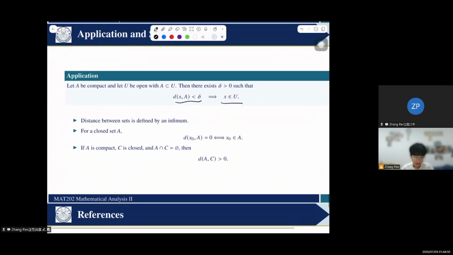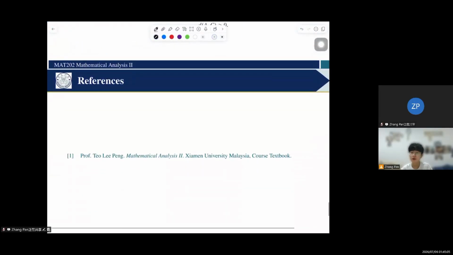Let's make a summary. The main message is that disjointness alone does not guarantee positive distance. We also need suitable conditions, like closedness and compactness, to hold. And here is the reference.